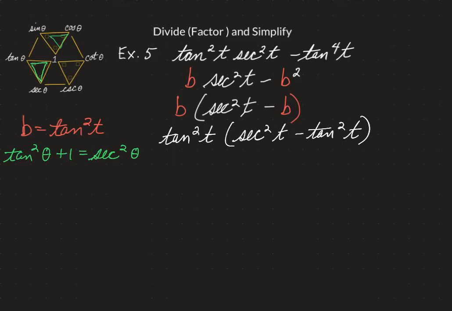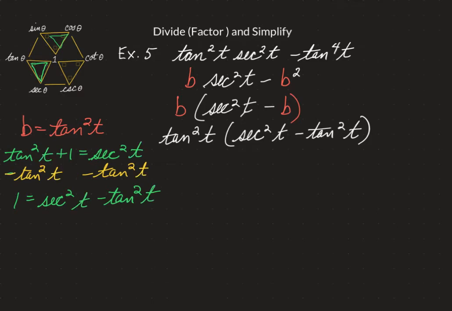So that means that if you subtract tangent squared of theta from both sides, you will be left with 1 on the left-hand side equals secant squared of theta minus tangent squared of theta. Notice how I moved back to theta from t. Let's keep that the same. Okay, so that tells me that everything within the parentheses is actually only equal to 1. And I'm multiplying that by the tangent squared of t, which is simply itself.